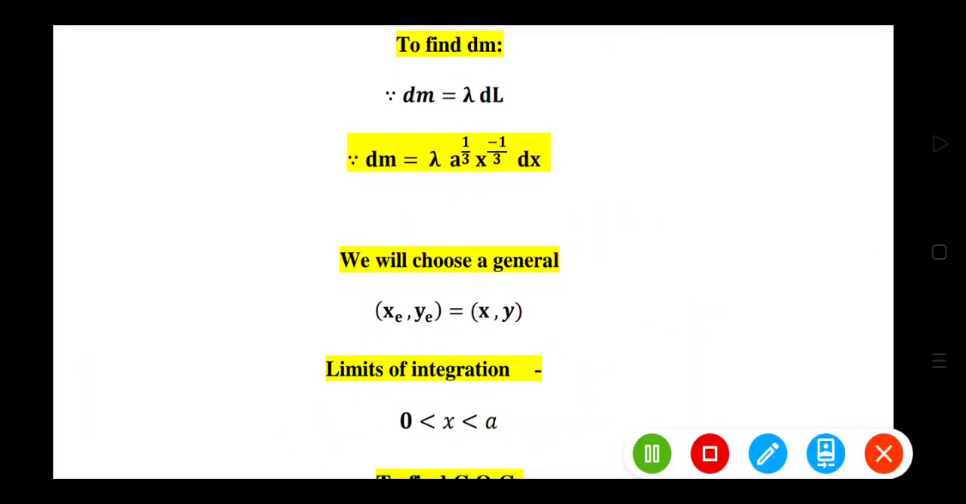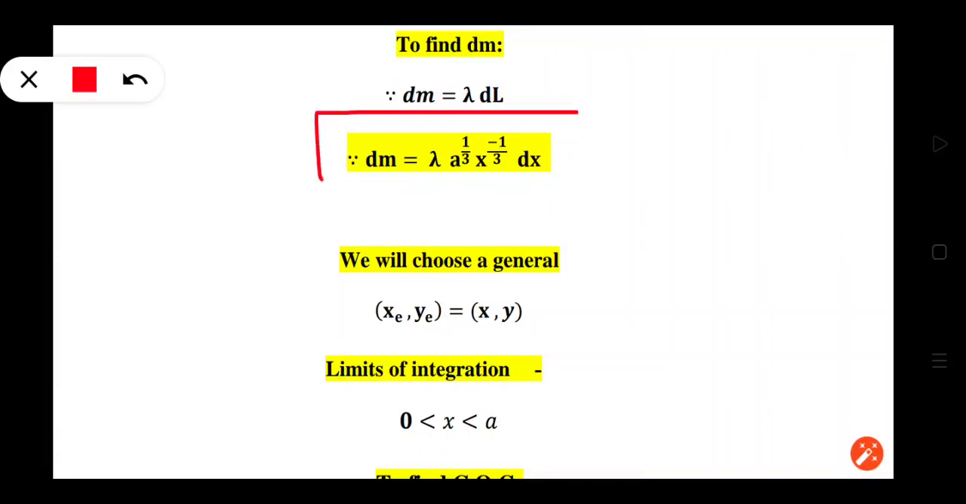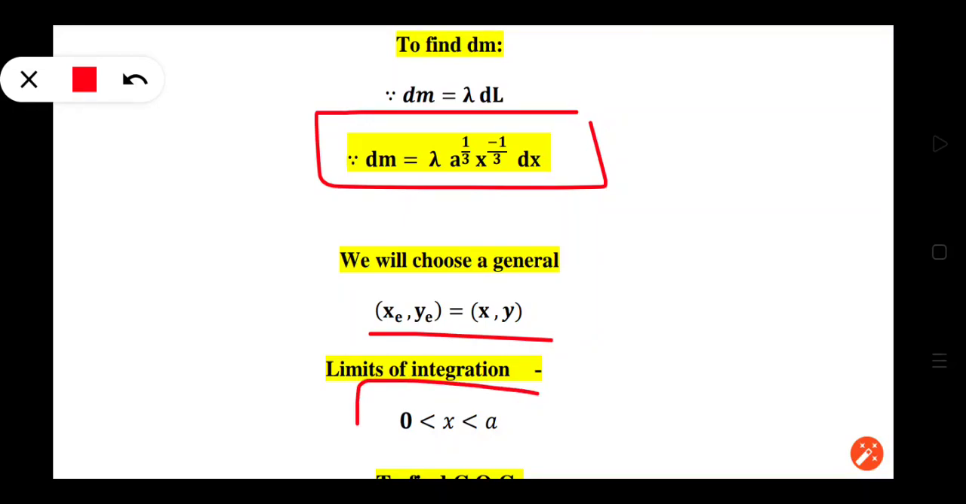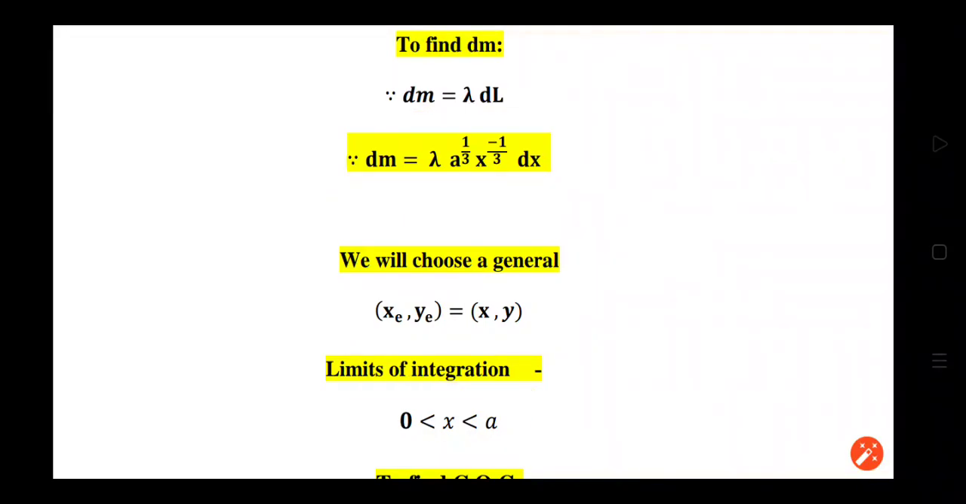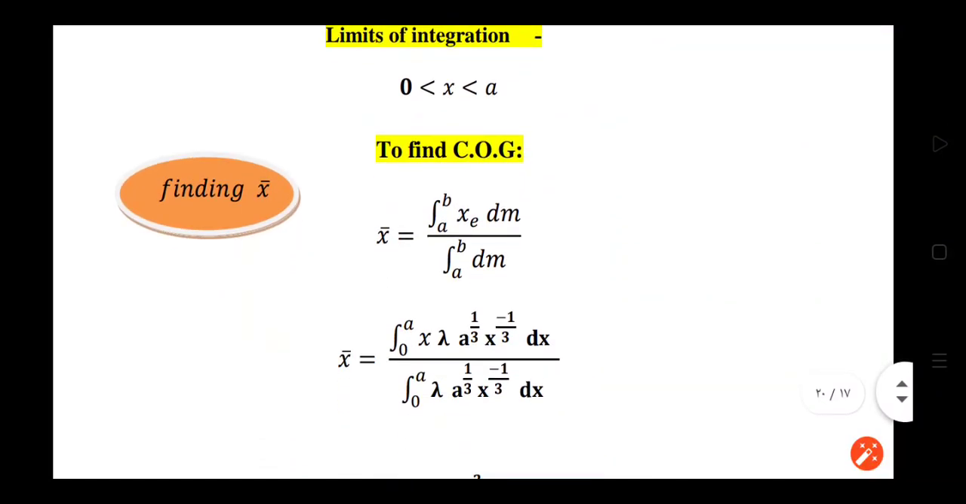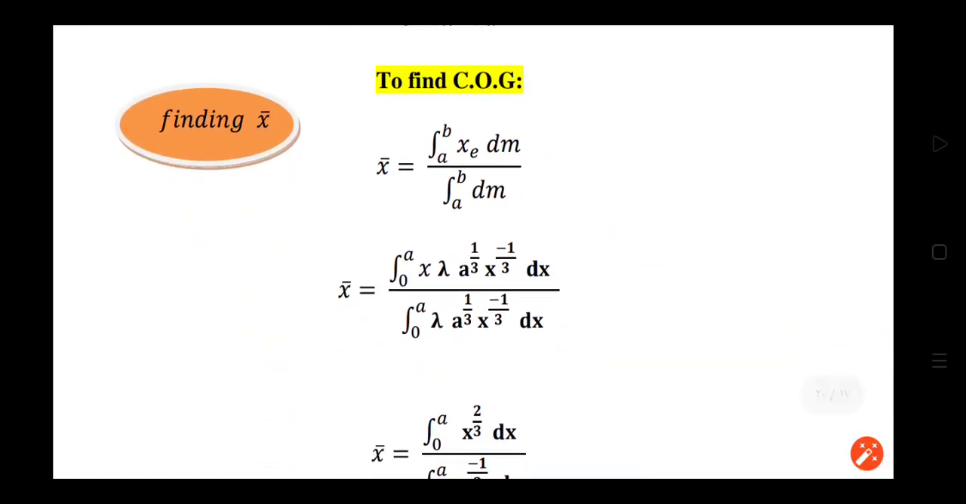We have now the value of dm, and we said before that we choose on the astroid curve a general point. That means that xe and ye equal x and y, and the limits of integration will be 0 to a. Now we should find the center of gravity, COG.